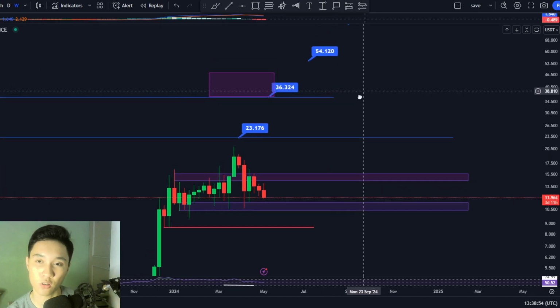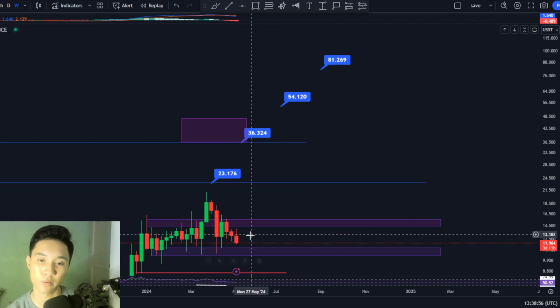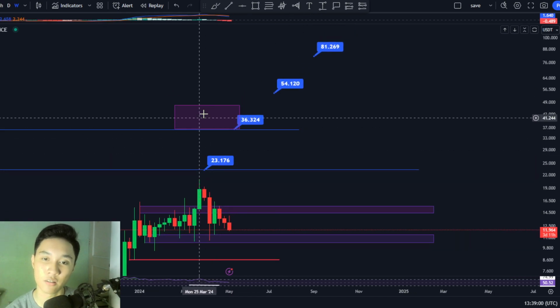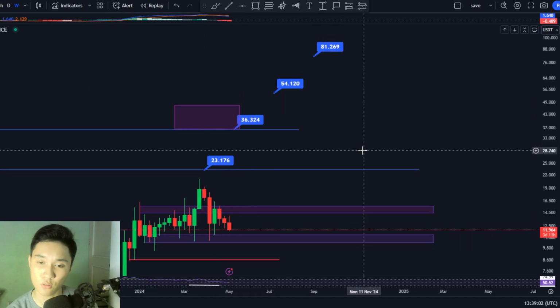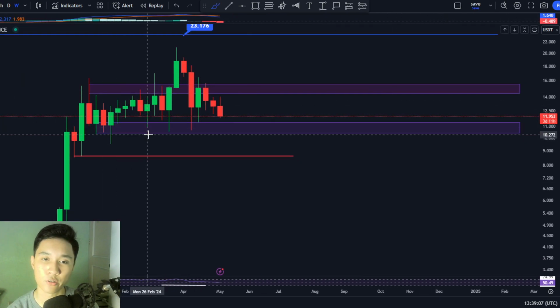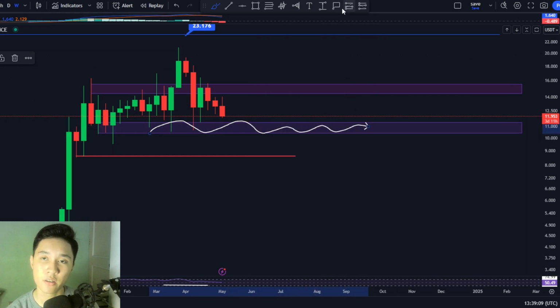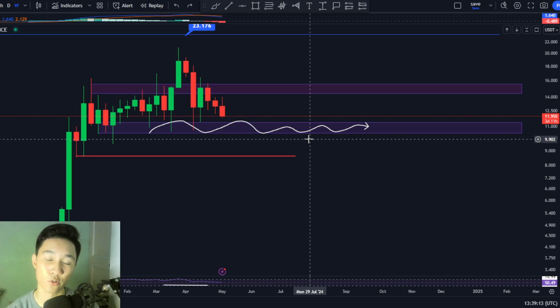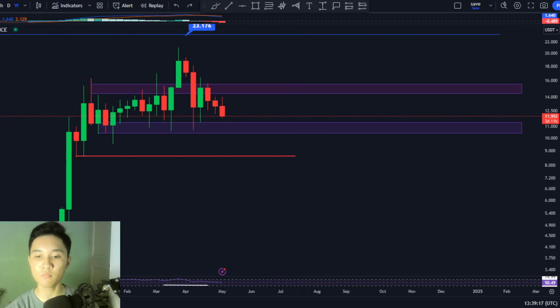So these are my targets for ICP. I'm expecting the next leg up for ICP, and I'm expecting ICP could easily smash these levels right here as the bull run continues. And as long as we hold support right here, there is nothing to worry about, in my opinion. Again, as long as we're above $10.5, there is nothing that concerns me for ICP, and I believe that the structure is still intact.